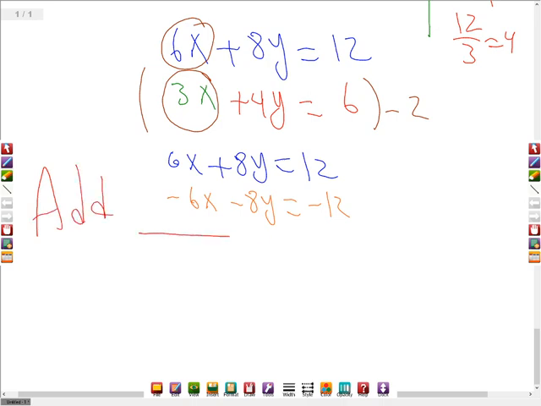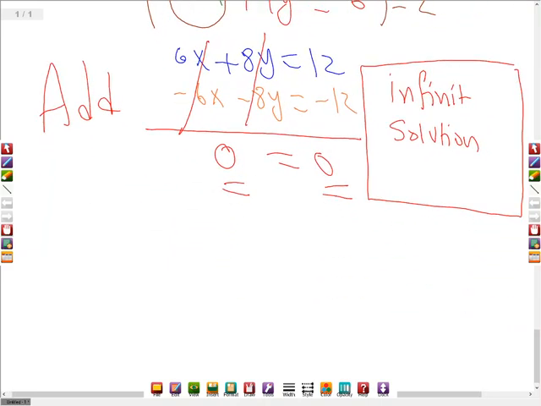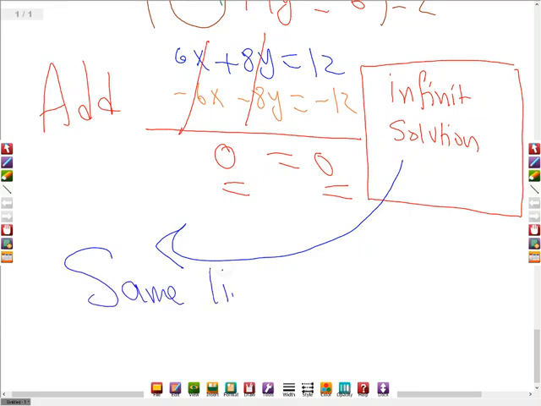Okay, now start to add. Cancel. Wow, 0, 0, we have the same thing. 0, 0, 1, 1 cancel. We call this infinite solution. What does infinite solution mean in math? Infinite solution means the same line. We have the same line. The type of this system is what? Dependent.